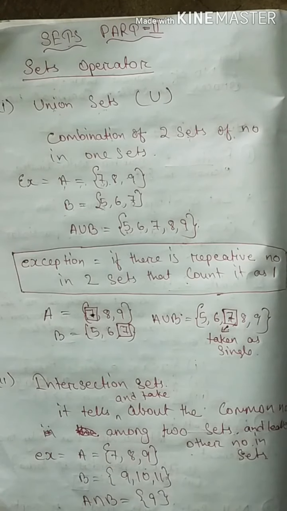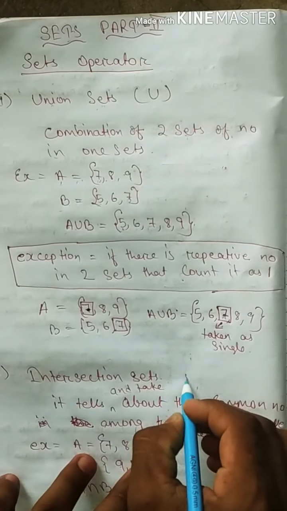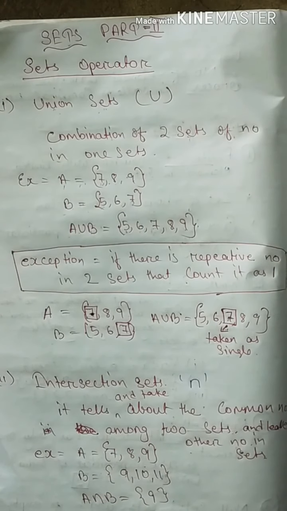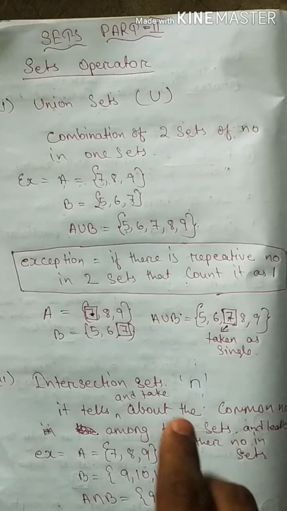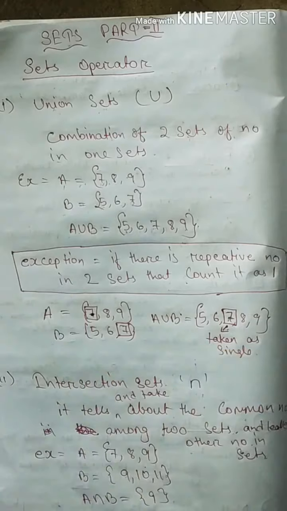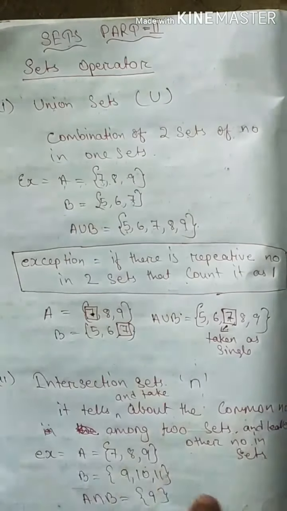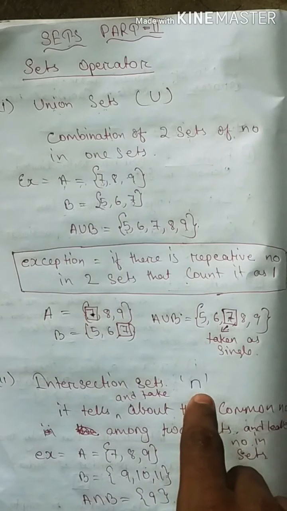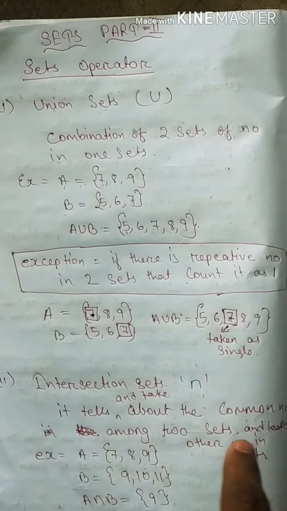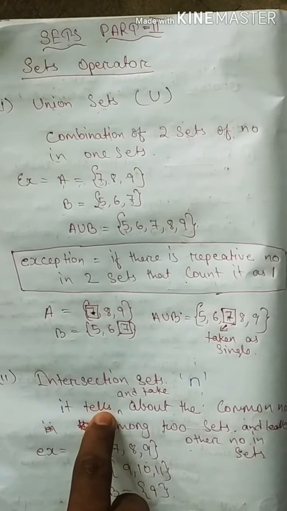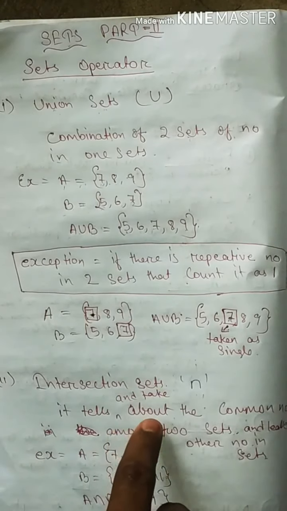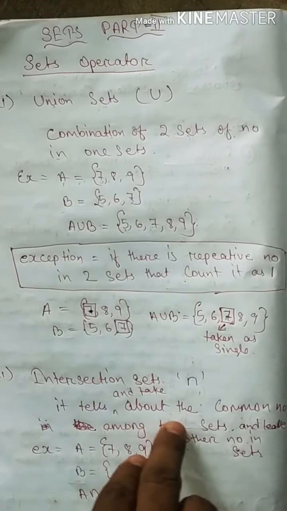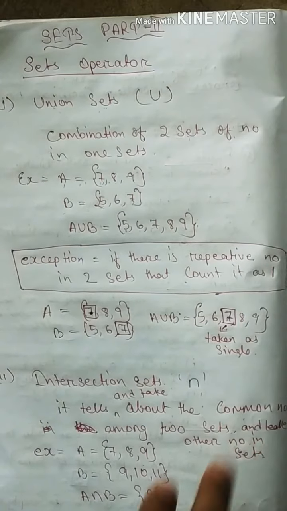Now, intersection of sets. It is denoted like this. Intersection means the symbol that looks like N, and here for union, the U-like structure is the symbol. The N-like structure is the symbol for intersection. It takes the common numbers among two sets and leaves the other numbers.